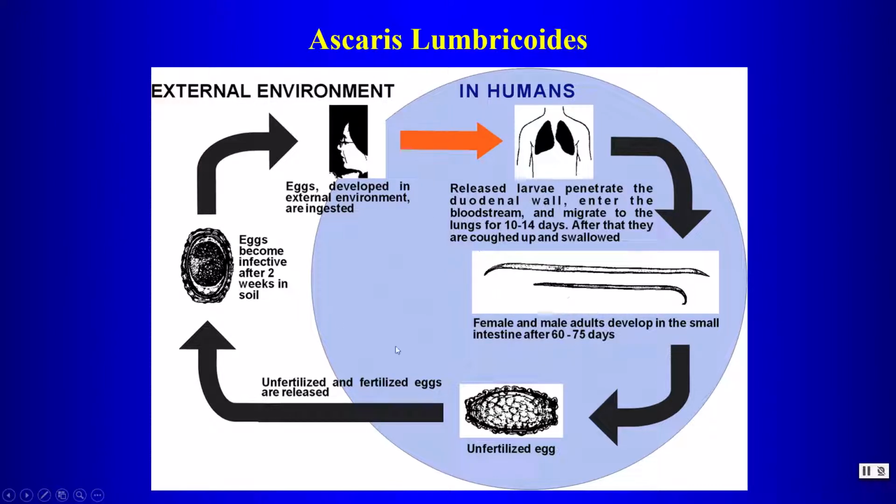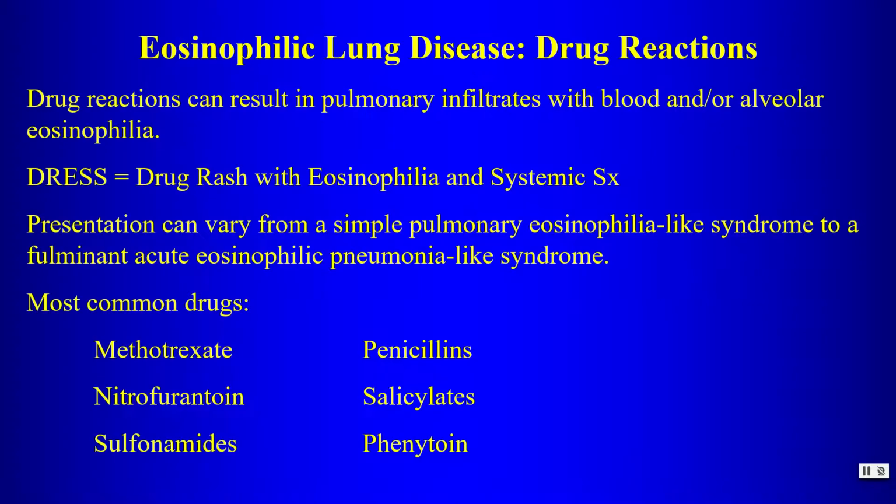So the life cycle, of course, is pretty disgusting. The eggs become infective in the soil, and then when the eggs are swallowed, the larvae penetrate the duodenal wall, enter the bloodstream, migrate to the lungs, and then from there they are coughed and swallowed, and the adult worms develop in the small intestine. Then they form the eggs, which are fertilized, and the eggs are released into the soil, and the life cycle goes around again. So these are worms that have a migratory phase through the lungs, so these can be associated with eosinophilic lung disease.